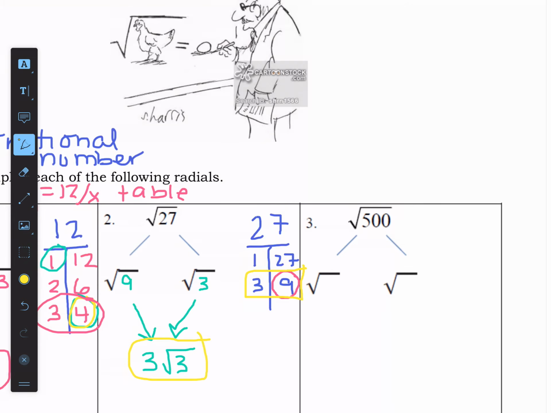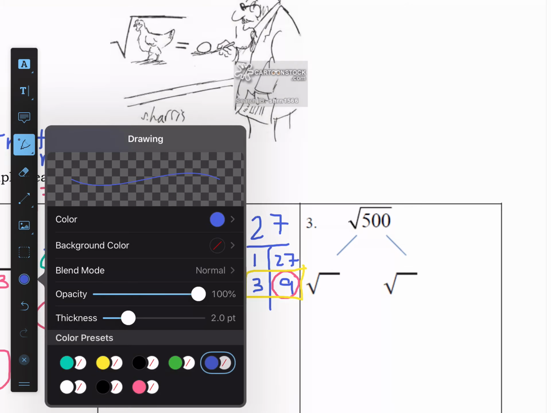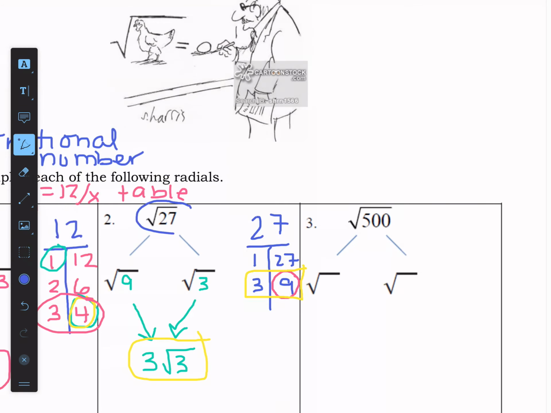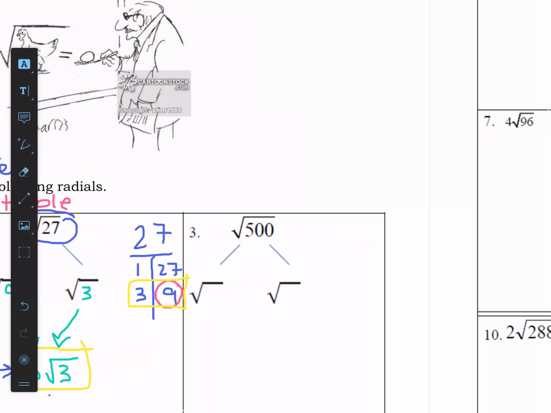So again, radical 27, I just want to make sure that we understand this. Radical 27 and 3 radical 3 are the exact same number. It's just that the 3 radical 3 is in simplest radical form. They're the same thing, they're just wearing different outfits. That's all. And the guy down here is wearing the simplest radical form outfit. Okay? All right. Let's take a look at number 3.